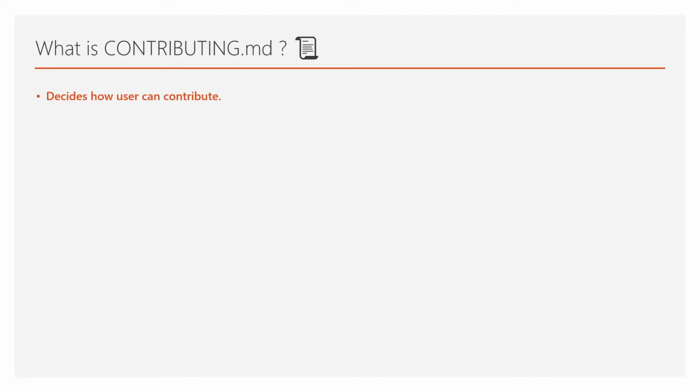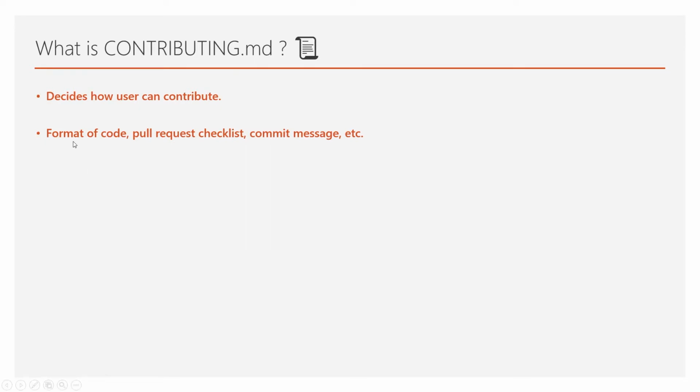Our next topic is contributing.md. What is contributing.md? It decides how a user can contribute to your project. Let's assume that you are working on a project which has a lot of contributors. Now, each contributor may have some specific syntax of writing code. So, by using contributing.md, you specify some rules like you have to leave two spaces for a tab, etc.